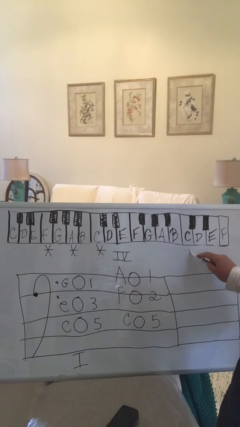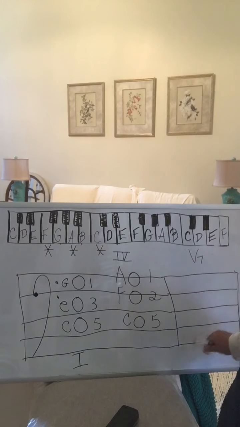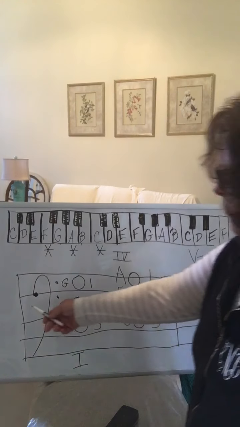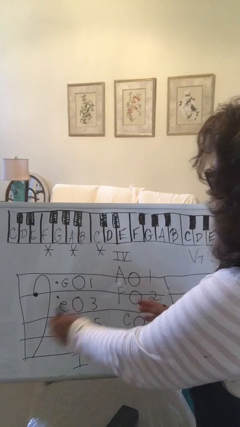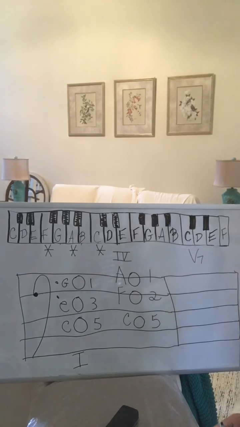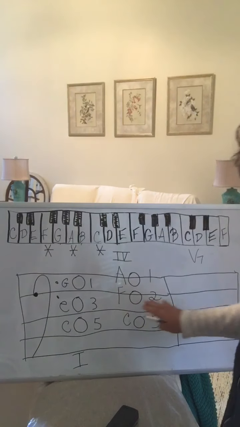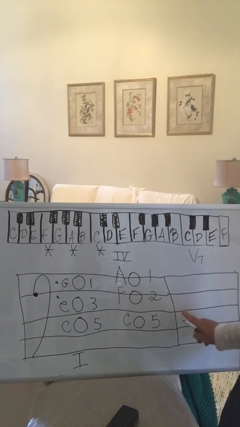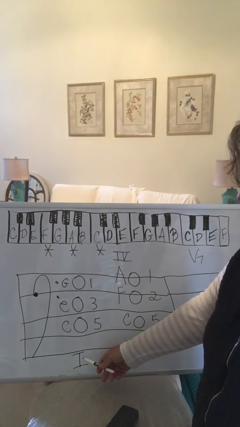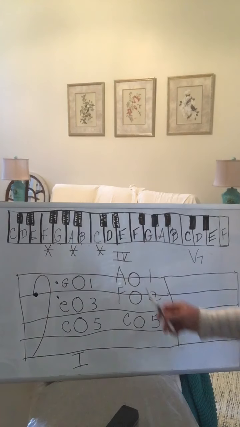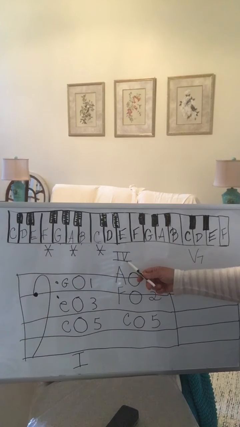We'll draw our 5-7 chord in this measure. From bar line to bar line, the space in between is called a measure. So this is my first measure on this board, and this is my second measure on the board. So far we have our 1 chord, and our number 4 chord.